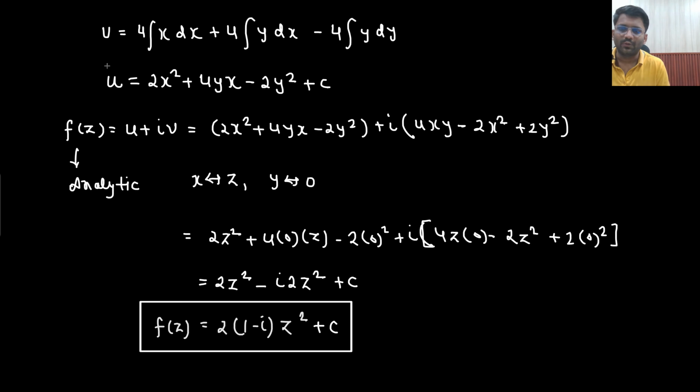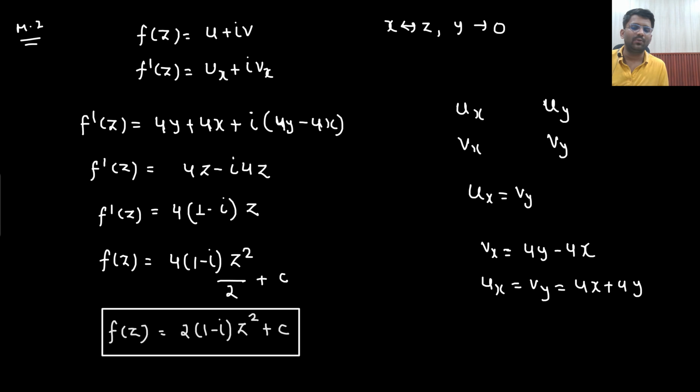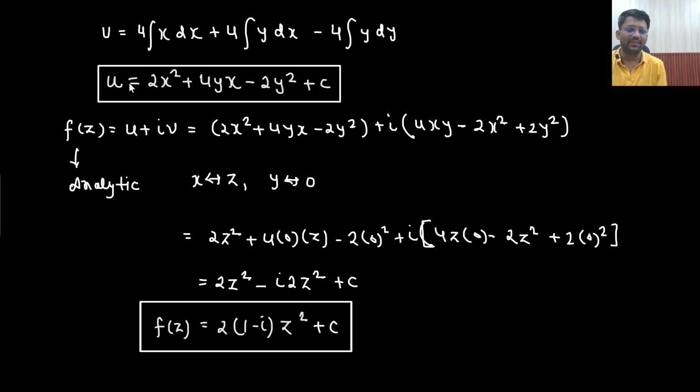If they are asking the expression of u, then I would go with this method. Because here I will have to convert into f of z, then I will put the value of z as x plus iota y, then I will get the imaginary part. But in the examination, if they are asking f of z, then this method I will use. And if they are asking the real part or imaginary part, then I will use this method.